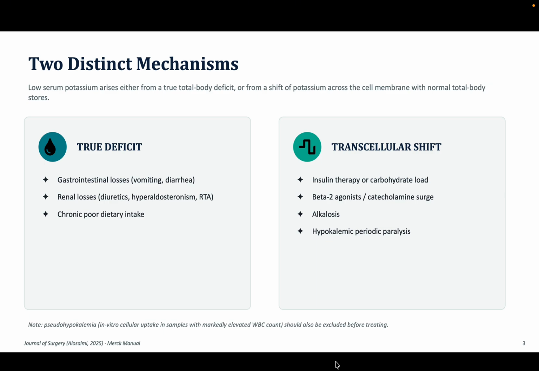There might also be pseudohypokalemia, which is in vitro cellular uptake in samples with markedly elevated WBC count, and this should always be excluded before treating hypokalemia.